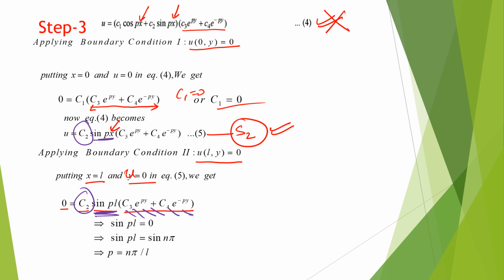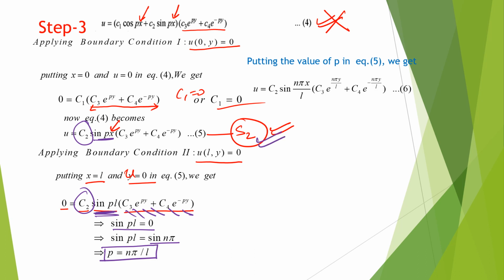So we substitute sin pL equal to 0. Sin is 0 only for sin n pi. Now comparing the angle, we get the value of p, that is n pi by L. Now putting the value of p in equation 5, that means the previous solution, we get a new solution. This is S3, the new updated solution.